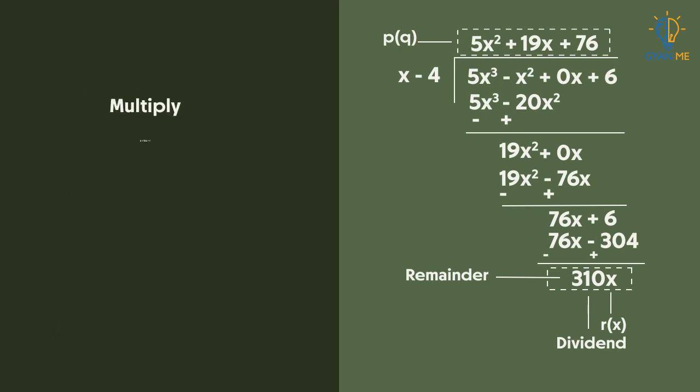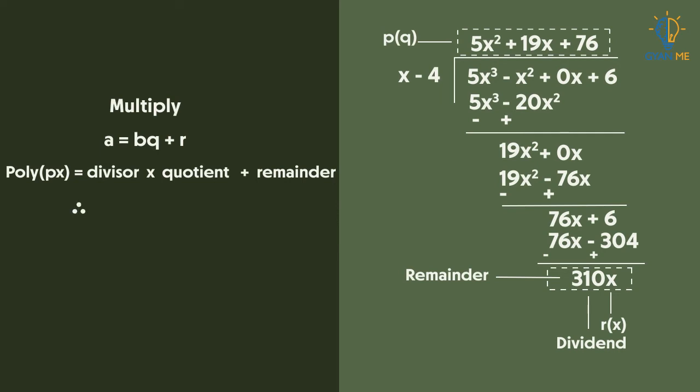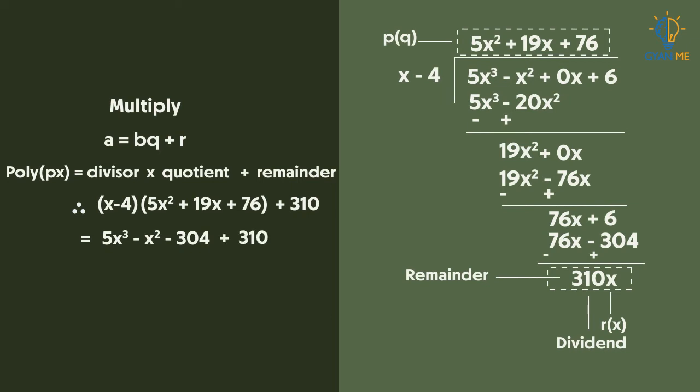First, multiply x minus 4 by 5x square plus 19x plus 76, which is 5x cube minus x square minus 304. Therefore, x minus 4 into 5x square plus 19x plus 76. On solving, we get 5x cube minus x square minus 304 plus 310. On further solving, we get 5x cube minus x square plus 6.